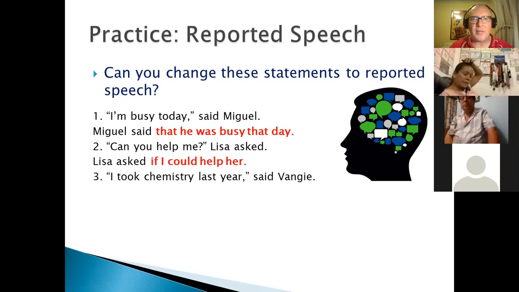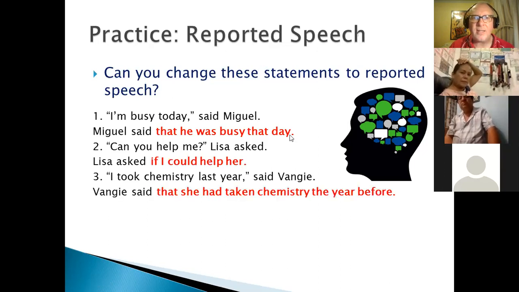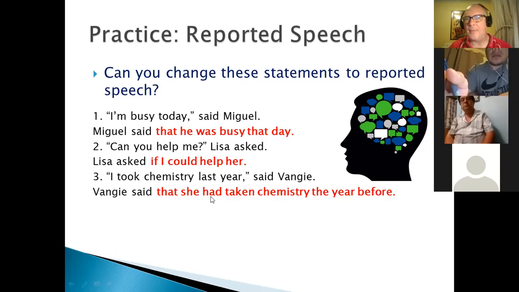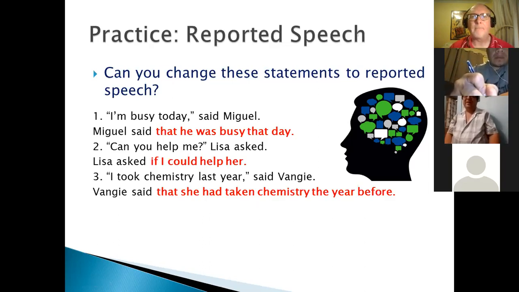I took chemistry last year, said Vanjie. Okay. So what can we say with this one? Vanjie said that she took chemistry last year. Vanjie said that she had taken chemistry the year before. You said took, that she had taken, the year before. Again, some people get lazy and just say took. It's okay. But if we're being extra careful about our verbs, we would change it to had taken. Vanjie said that she had taken chemistry the year before.